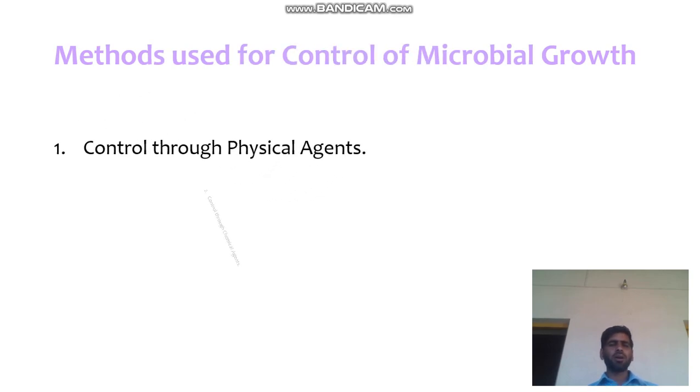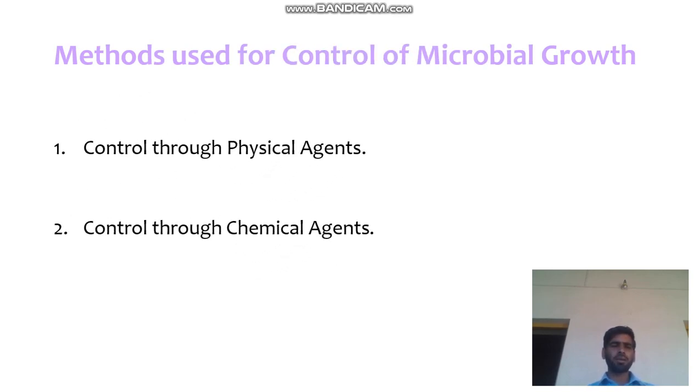The wars in which such types of weapons are used are known as biological wars. Now we move toward our main topic, the methods used for the control of microorganisms. There are two main methods which we use to control microbial growth. The first is the use of physical agents, and the second is chemical agents. In this video lecture we are mainly focusing on the physical agents.